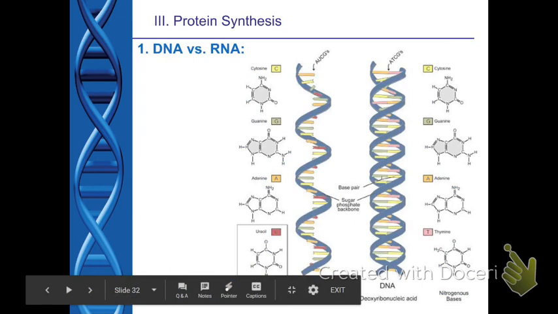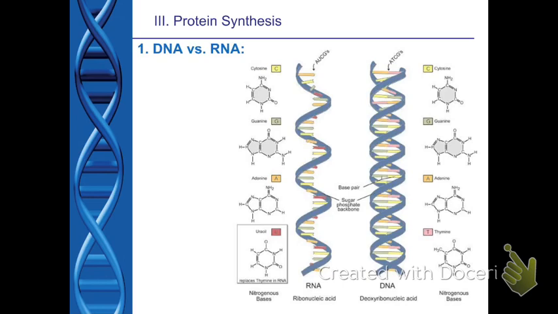So this is what DNA and RNA look like. You can see RNA on the left here. Notice it's single-stranded. Notice that it has C, G, A, but it has U, whereas DNA has the T.